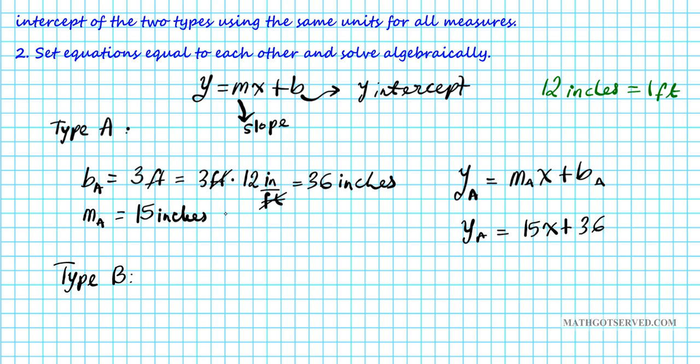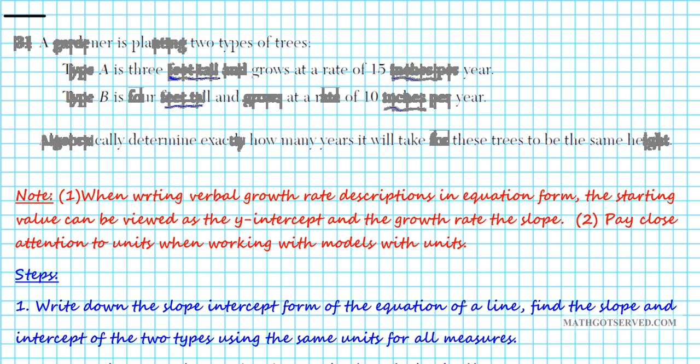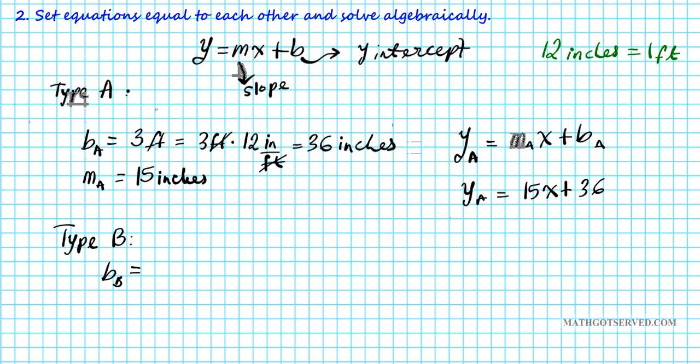We want to write the growth rate model for the growth of tree type B in slope-intercept form. Okay, so we just need the m and b. B for B is the y-intercept, the initial height, which was, let's go back to the problem. It says 4 feet tall. Okay, that's when you start counting, 4 feet tall. So it's 4 feet. And the slope, how fast is it growing every year? It grows at 10 inches per year.